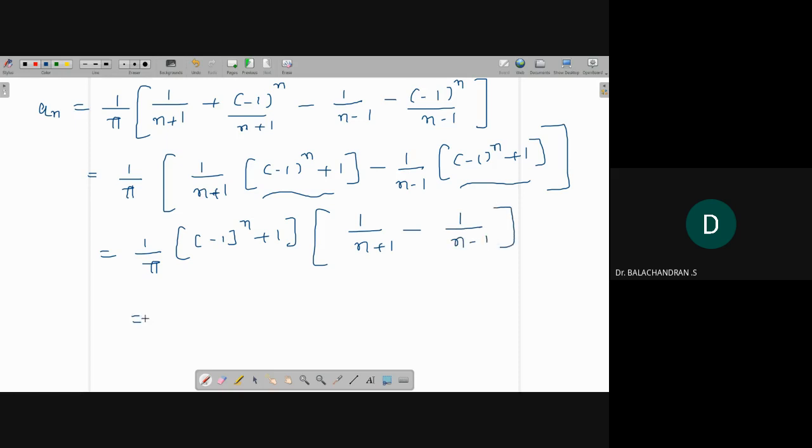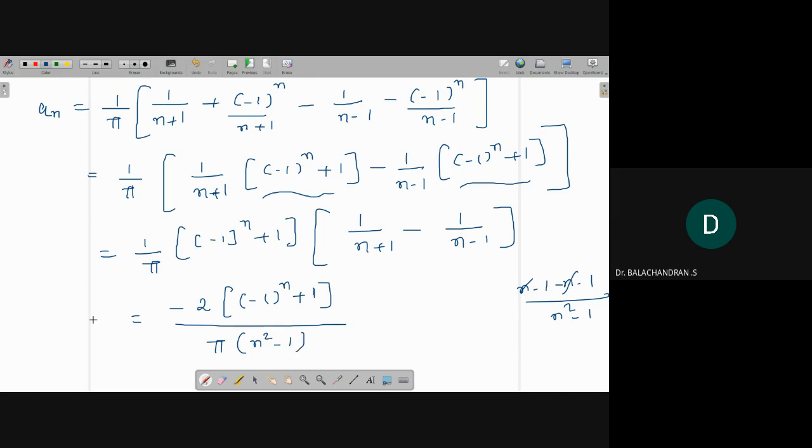If you cross multiply, you get (n minus 1) minus (n plus 1) by n square minus 1. So you get the minus 2 here. So a_n equals minus 2 times minus 1 whole power n plus 1, divided by pi into (n square minus 1).